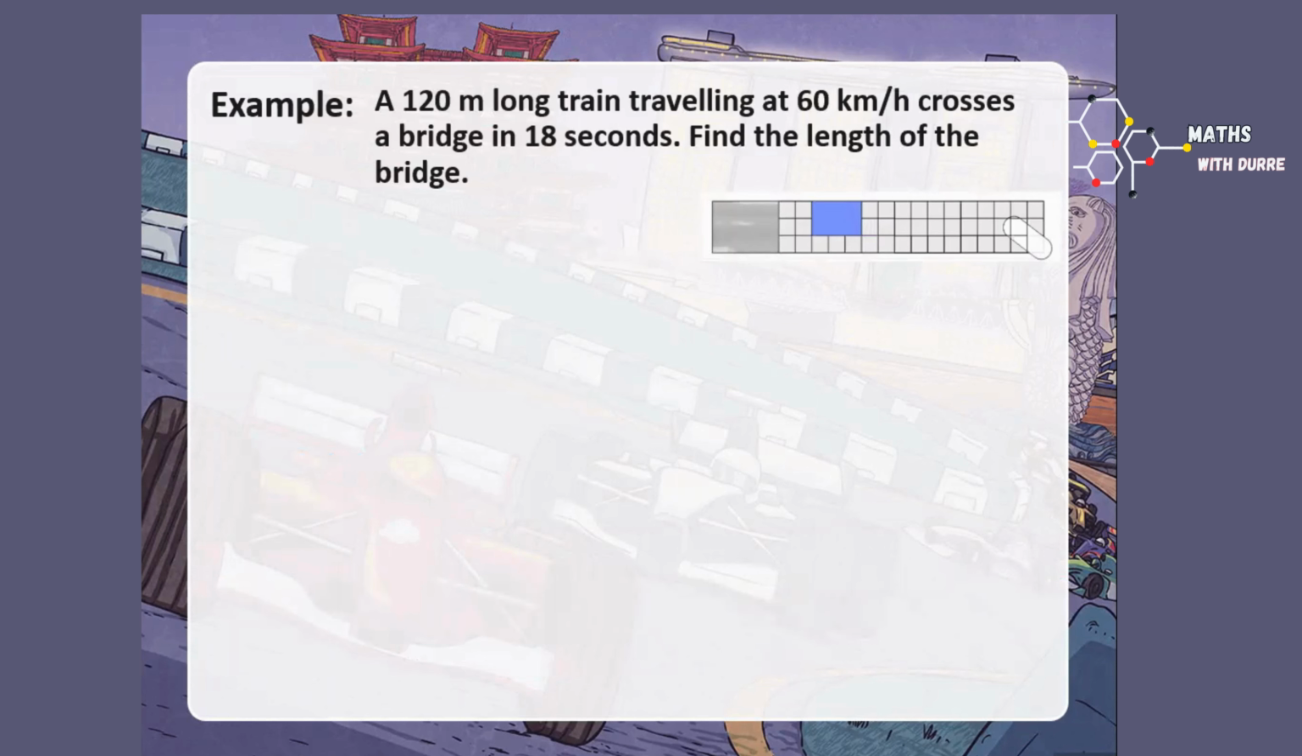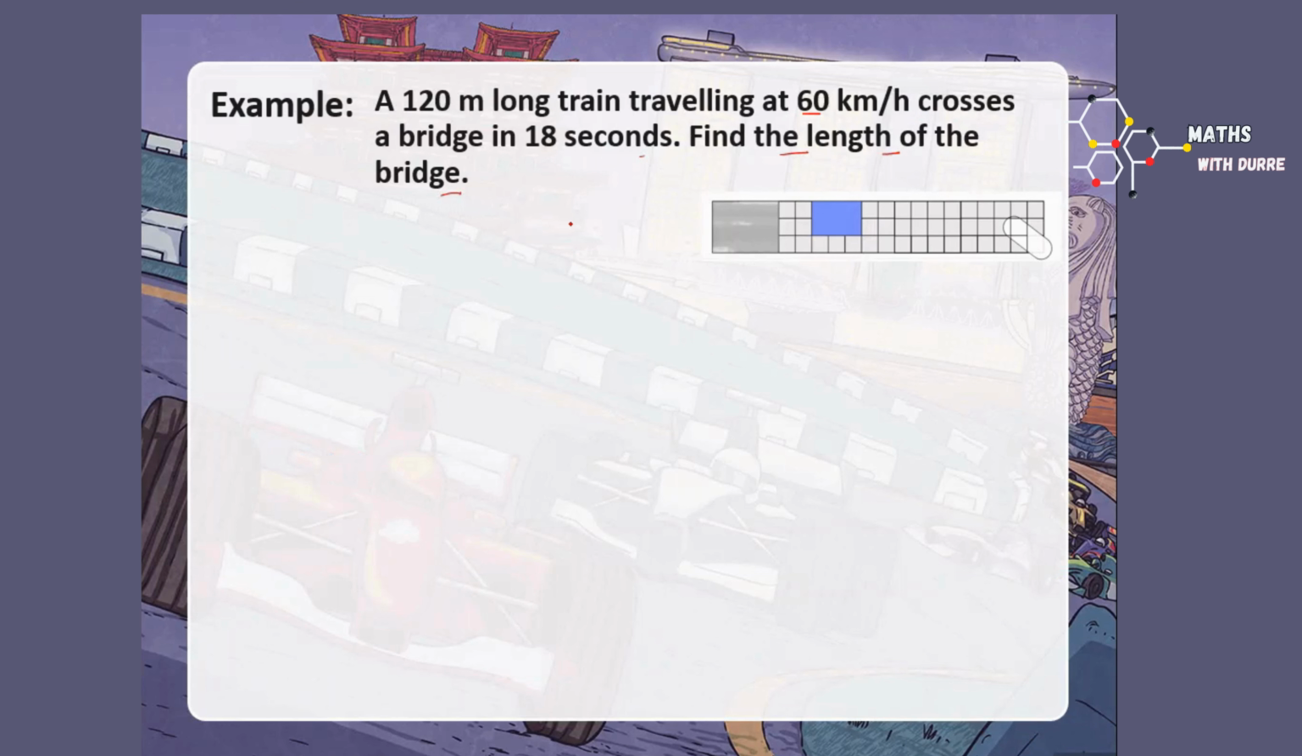Okay, here we have an example. The question says a 120-meter long train travelling at 60 kilometers per hour crosses a bridge in 18 seconds. Find the length of the bridge. Let's break it down step by step. Step number one, understanding the given information.